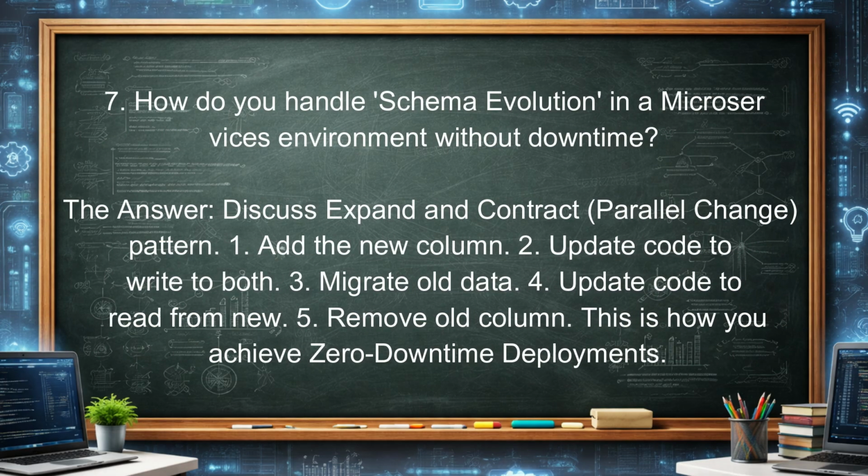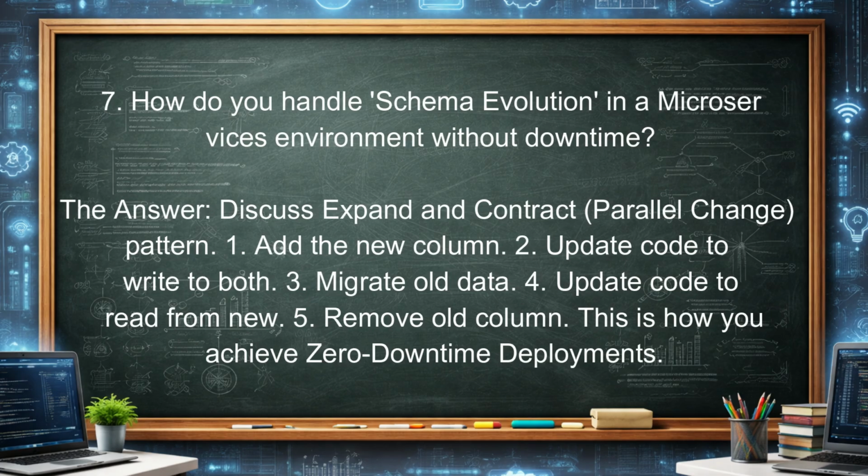How do you handle schema evolution in a microservices environment without downtime? The answer: discuss the expand and contract pattern. 1. Add the new column. 2. Update code to write to both. 3. Migrate old data. 4. Update code to read from new. 5. Remove old column. This is how you achieve zero downtime deployments.